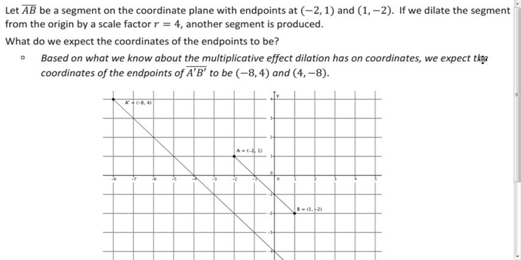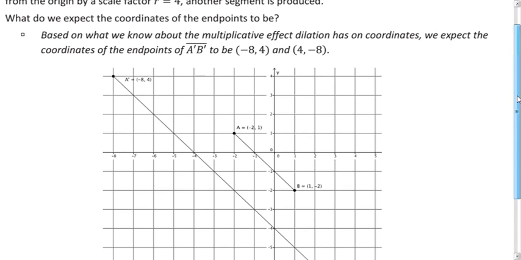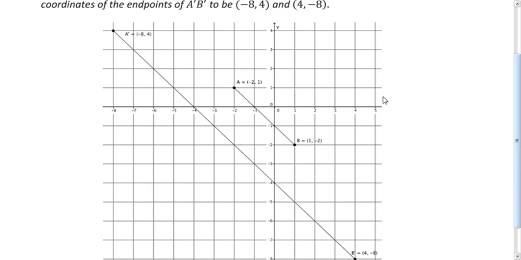So if we're looking on the coordinate plane, we know that if we dilate using the origin as our center of dilation, you just multiply the coordinates by the scale factor. For example, just multiply the x and y coordinates here by 4 to find out where A prime is. And you can do that for any points that are on the segment.